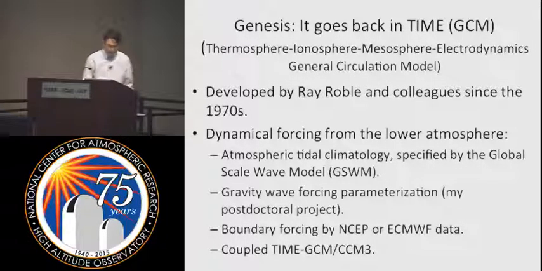And later, Ray developed boundary forcing from NCEP or ECMWF, in his words, to shake the lower boundary harder to see what kind of variability we'll get in the upper atmosphere. And then to make things more self-consistent, I think in the late 90s, Ray introduced a whole atmosphere model. It's a coupled TIME-GCM with CCM3, a lower atmosphere climate model.